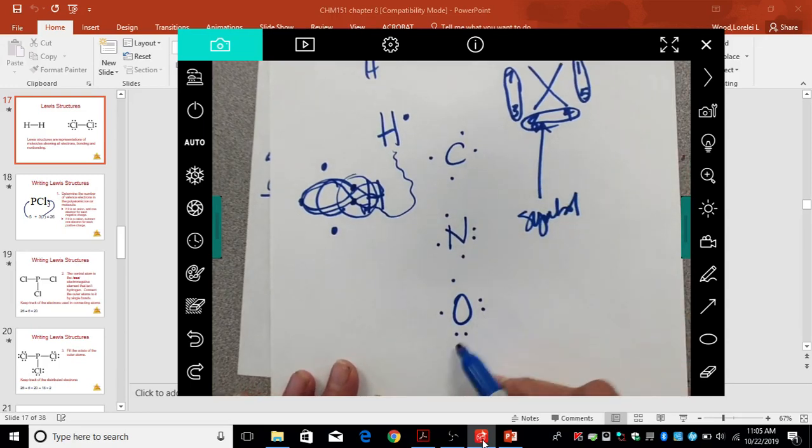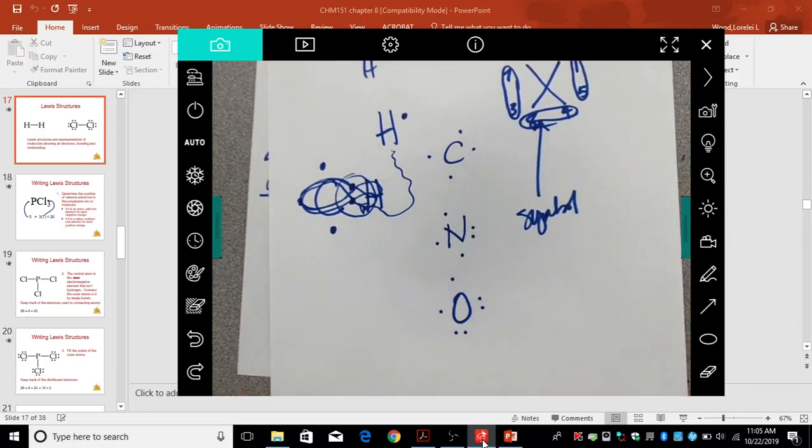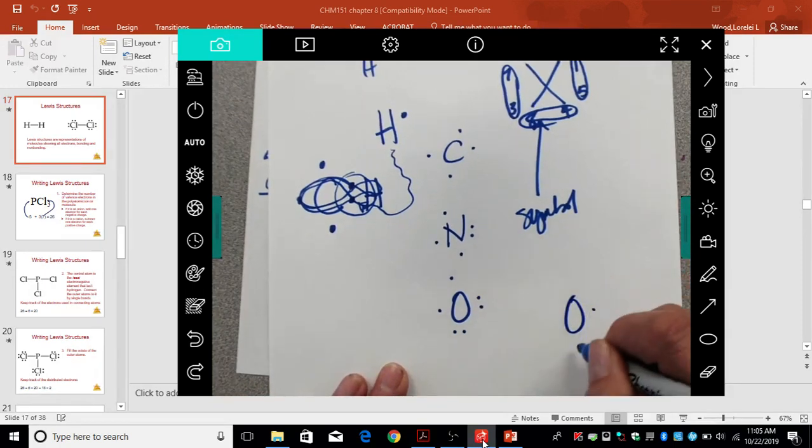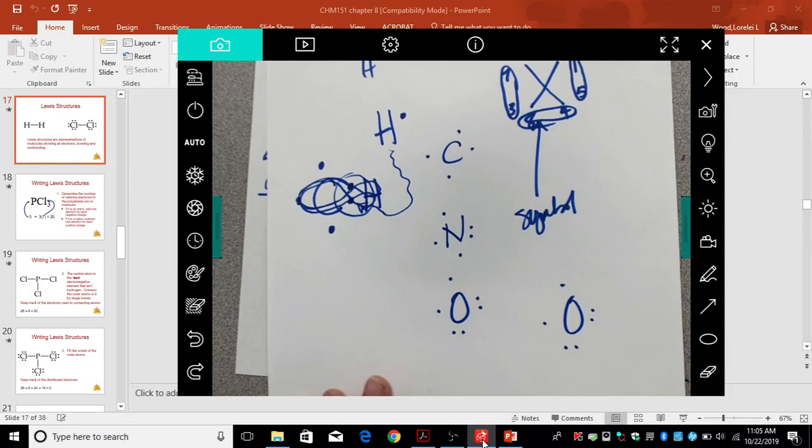You want to know paired versus non-paired. Yeah, but it doesn't matter, as long as you have 1, 2, 3, 4, 5, 6. Oh, okay, so it doesn't have to be in the exact same spot. No, you do have to start on one side, just making sure.